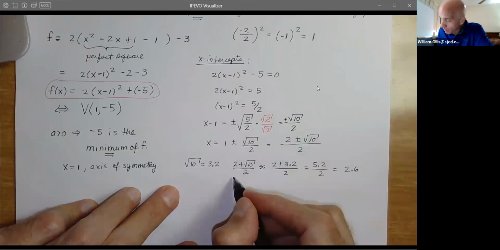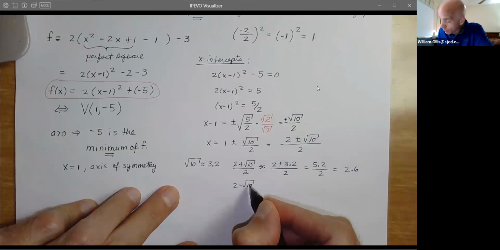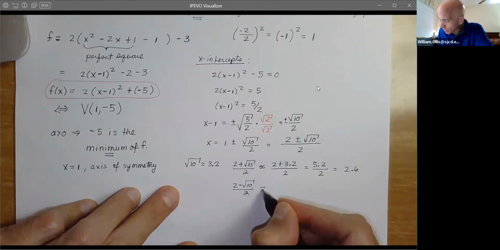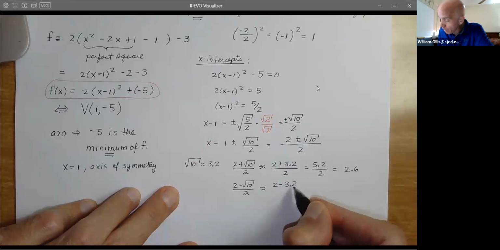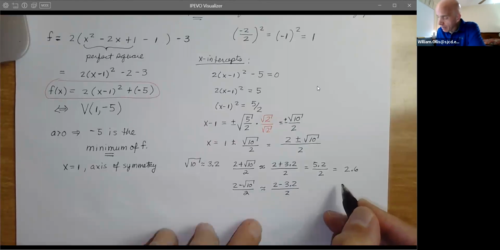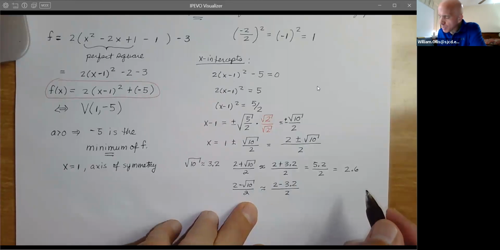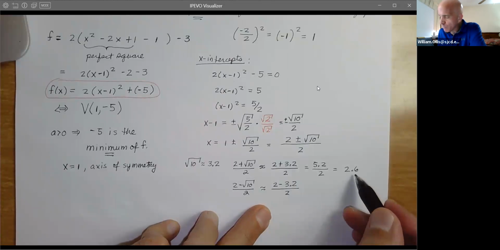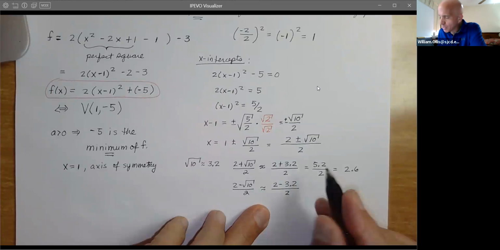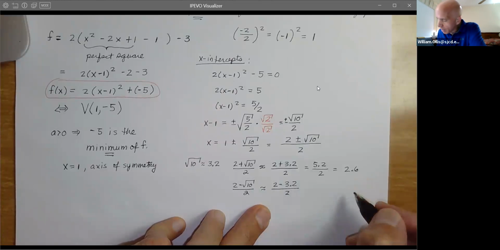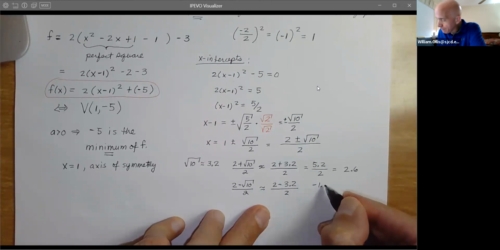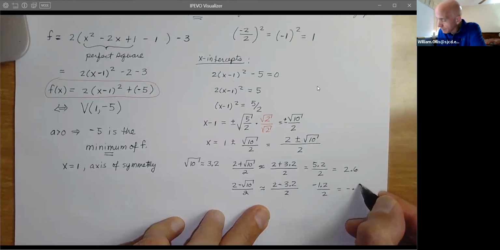And now, what about 2 minus root 10 over 2? We could estimate this differently, but let's just work it out. So we have 2 minus 3.2 over 2. And again, this is based on the axis of symmetry. So I could use the axis of symmetry to get this value, and I'll remind you of that. So when we look here, this is going to give us a negative 1.2. And we divide by 2, so that'll be a negative 0.6.